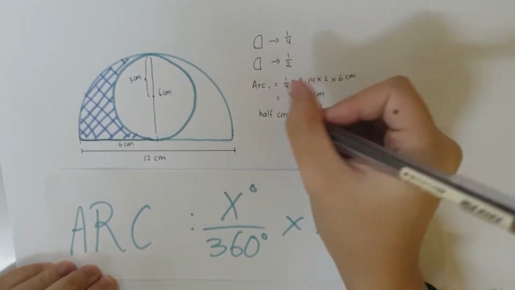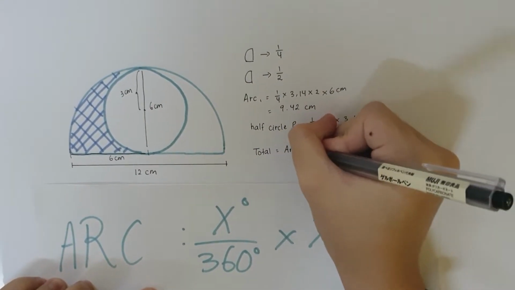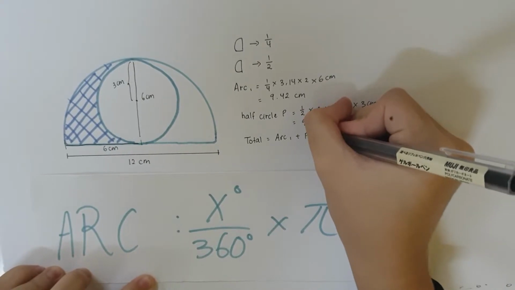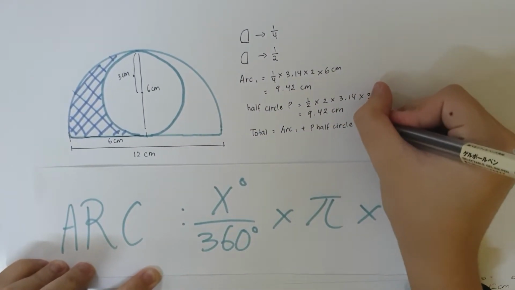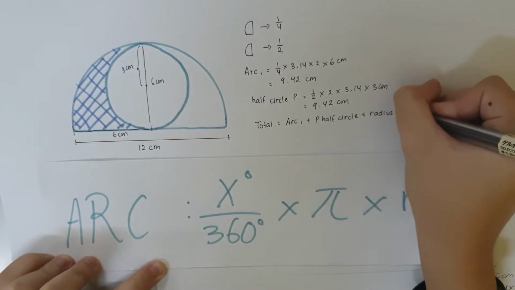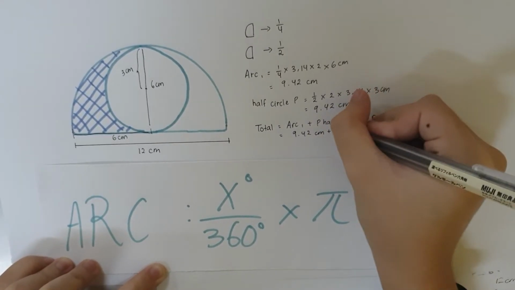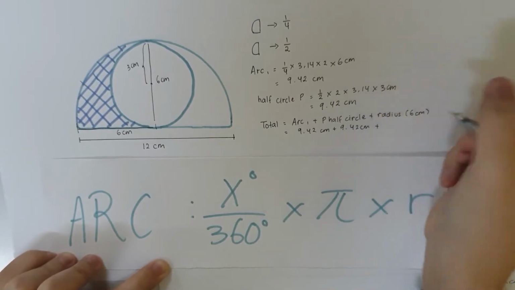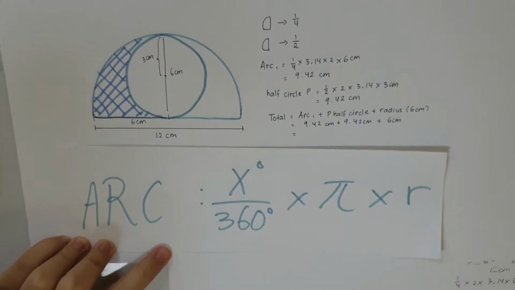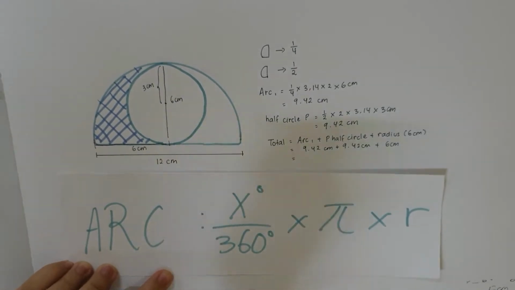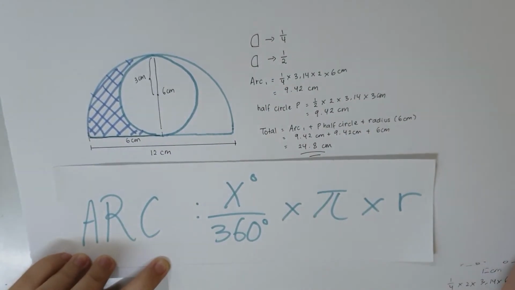Now, to get the perimeter of this shaded area, you are going to have to sum all of this, as in the first is 9.42 centimeters plus the 9.42 centimeters, which is the half circle, and also the radius of this quarter of the circle, because since this is perimeter, you have to include every side of the shape. 6 centimeters, and this equals 24.8 centimeters.